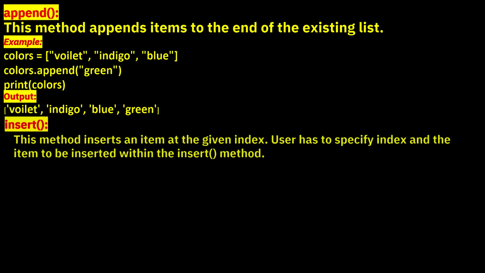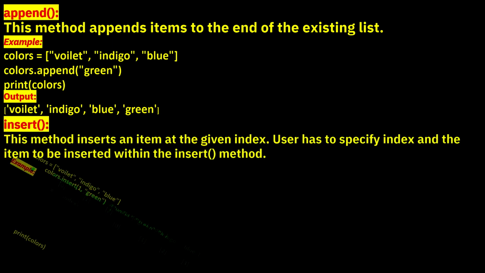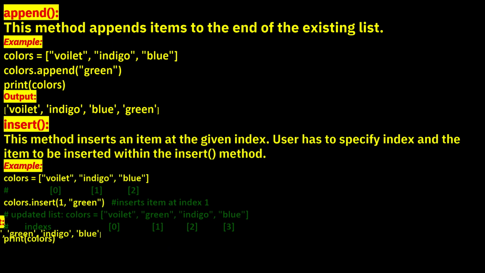insert. This method inserts an item at the given index. The user has to specify the index and the item to be inserted within the insert method. Example. colors = [violet, indigo, blue]. Indexes 0, 1, 2. colors.insert(1, 'green') inserts the item at index 1.